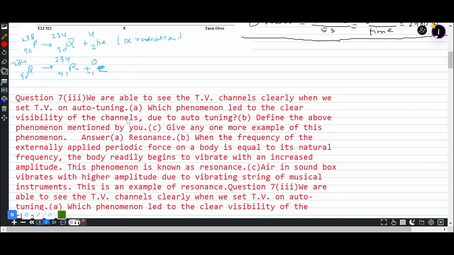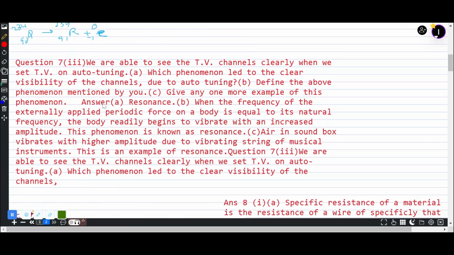So the question is question number 7, part 3. We are able to see the TV channels clearly when we set the TV in auto tuning. So which phenomenon led to this clear visibility of the channel due to auto tuning? The answer is resonance, the phenomenon which leads to better clarity.